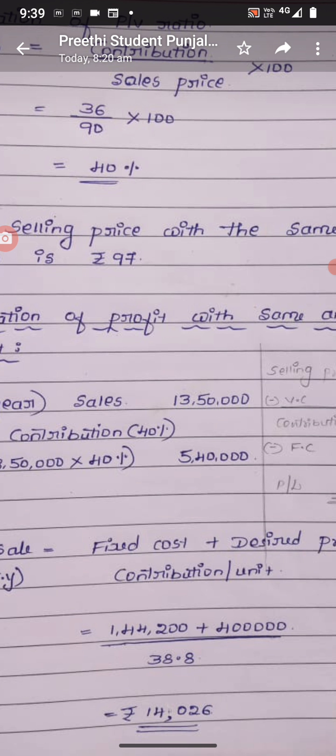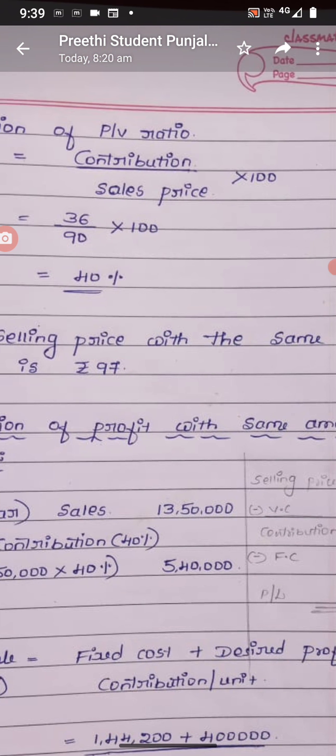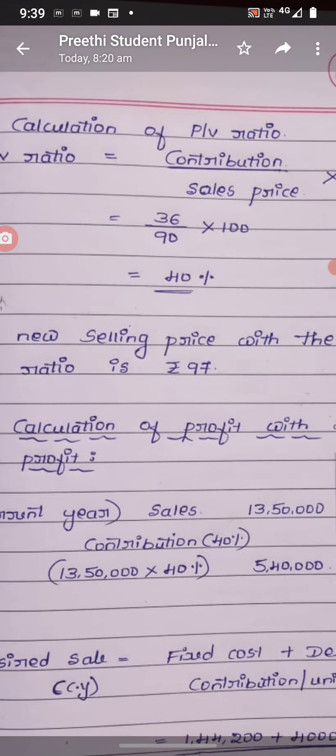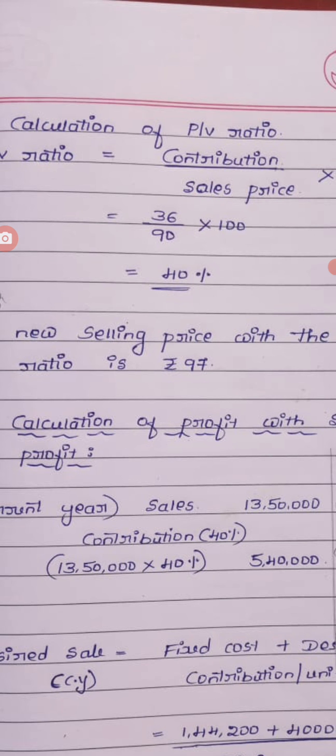If you want rupees, then you have to go with the percentage of 40, that is the PV ratio. If it is contribution per unit, we will get units. If it is PV ratio, we will get the amount, the sales amount. This also you can do: 14,026 into the price, 97. So 14,026 into 97, you get exactly the sales in rupees.